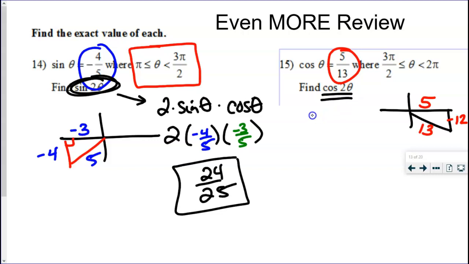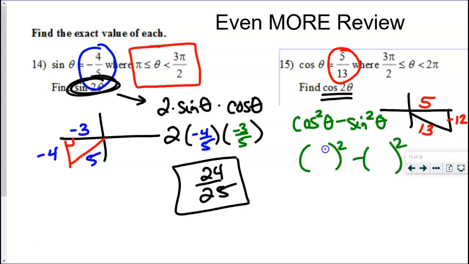So for cosine 2 theta, my favorite formula is cosine squared minus sine squared for that identity. So you just got to watch your negatives in your parentheses. So cosine is 5/13 squared. This subtraction sign does not get squared away, so watch out for that. Sine is -12/13. Let's try to do a different color here.